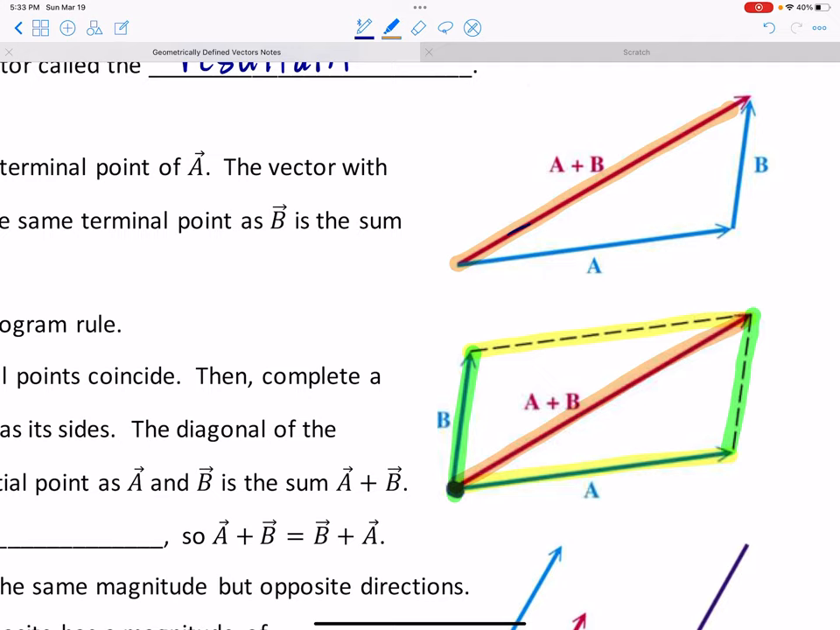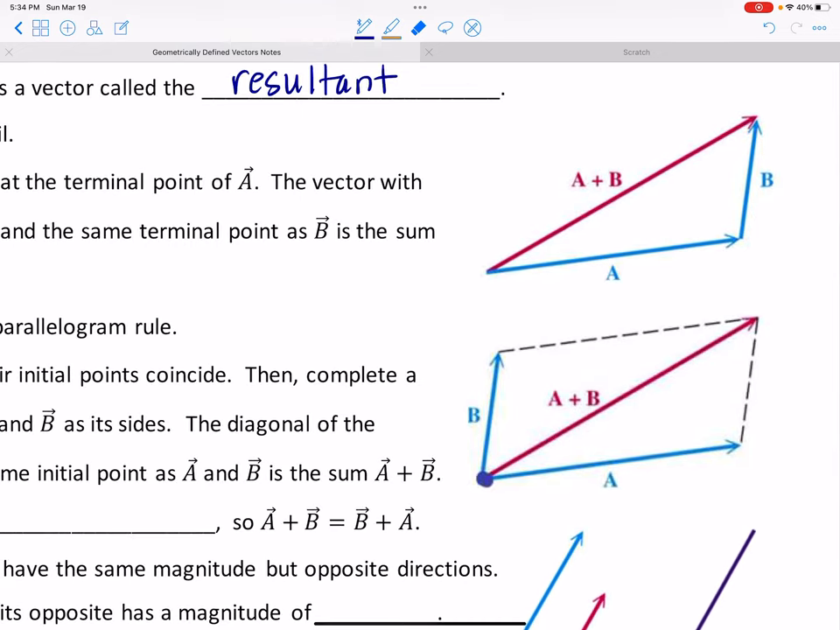So the parallelogram method is, instead of connecting head to tail, we connect the two initial points, make a parallelogram, and then the diagonal of the parallelogram becomes that sum. Okay, both of these are showing the same sort of concept. Probably this second one is used a little bit more often, but hopefully both of those are making sense.